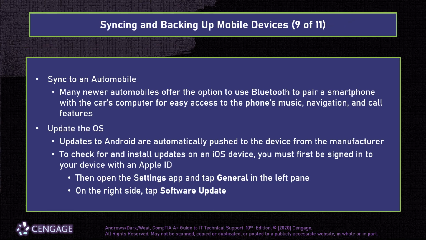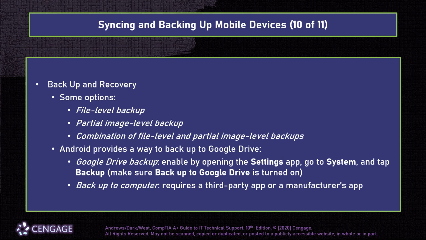So updating for any mobile device is generally going to be, you go to Settings, and then either going to be under General or About. And once you go in there, you can type in software update and be able to get what you need.